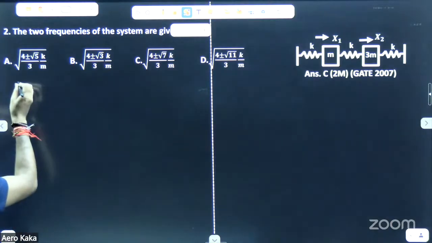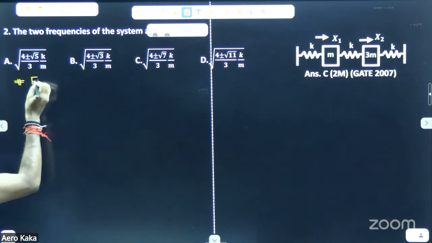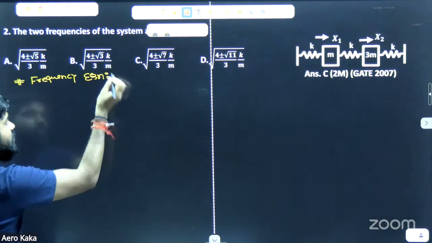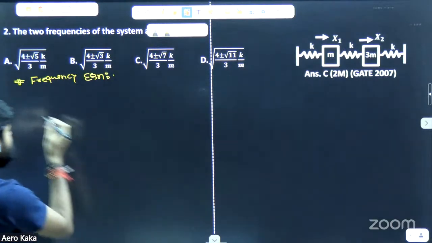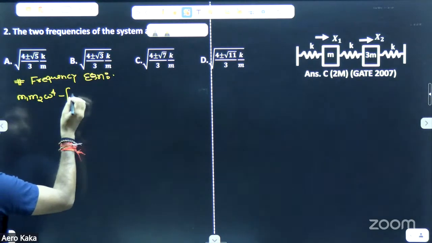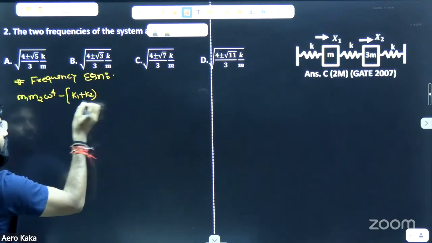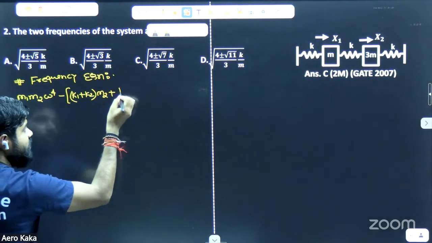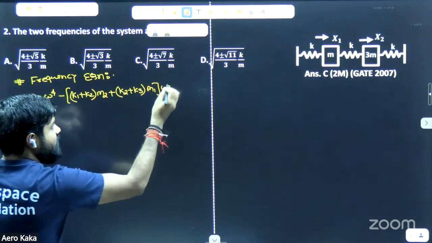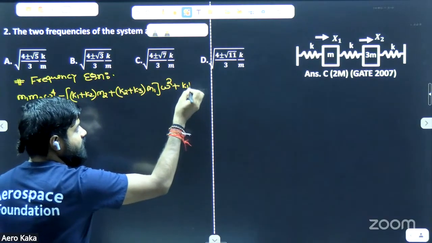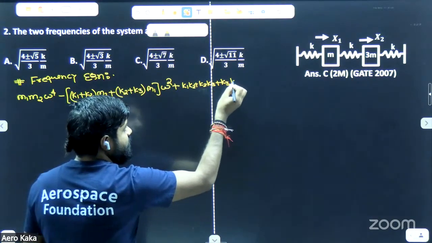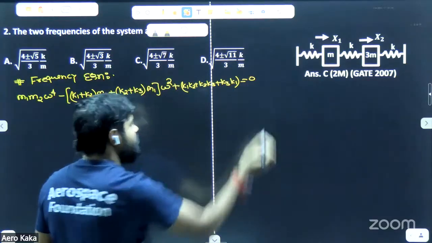Okay, so to answer this question, what is required? The frequency equation. Tell me, what is the frequency equation for this kind of system? It is going to be m1 m2 omega raised to power 4 minus, in brackets, (k1 plus k2) m2 plus (k2 plus k3) m1, omega square, plus k1 k2 plus k2 k3 plus k3 k1, should be equal to 0.